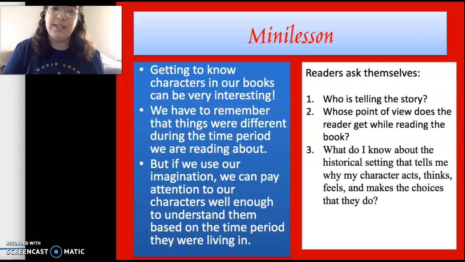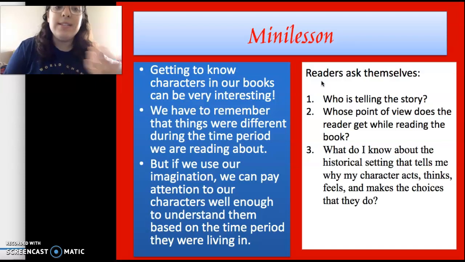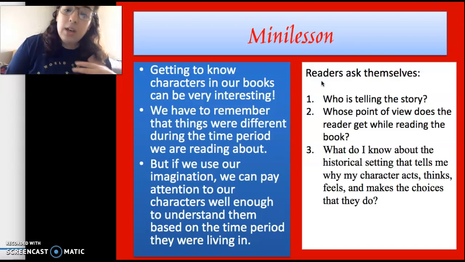A couple questions to ask yourself while you read your historical fiction book today and every other day are right here on the right. As you're reading, you can ask yourself, who's telling the story? Whose perspective am I hearing? What side am I hearing from? Another question is, whose point of view does the reader get while reading the story?